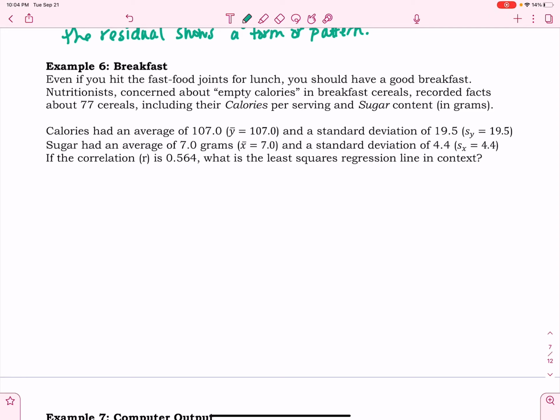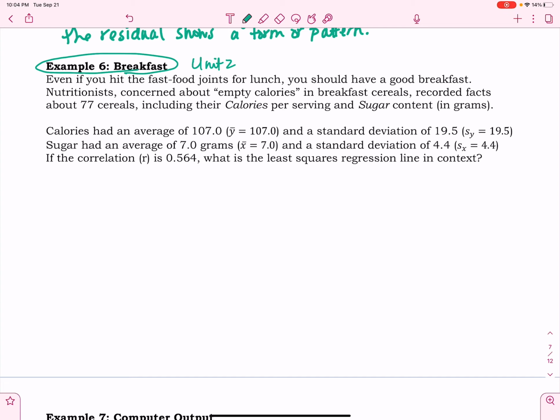All right, AP Statistics. In this video, we are in Unit 2, and we are looking at Example 6. This is an example of finding your LSRL given only some summary statistics. So we're looking at cereal here and how many calories and how much sugar is in it.